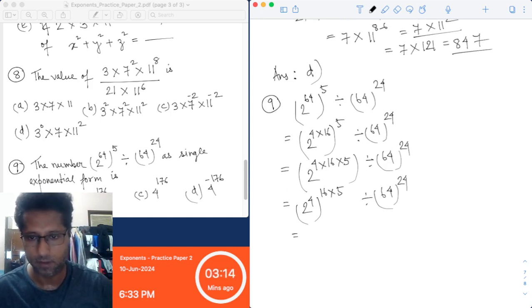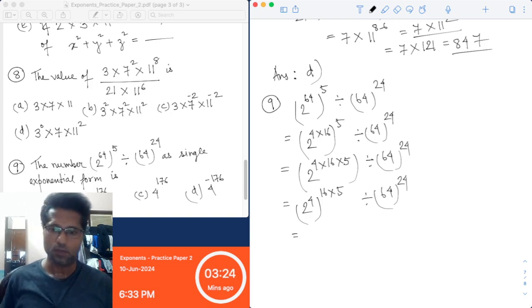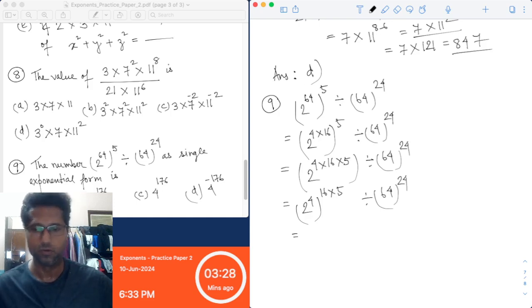I will do one thing. I have to make the base 64. So I need 2 to the power 6, and 2 to the power 6 is 64.